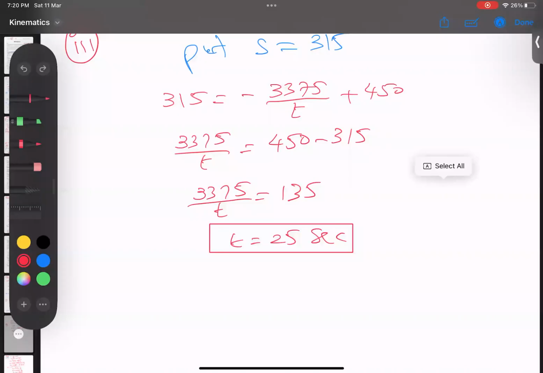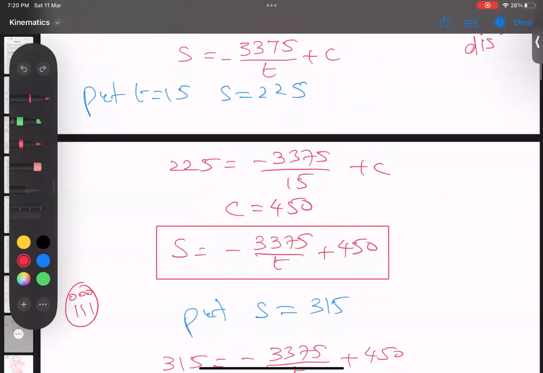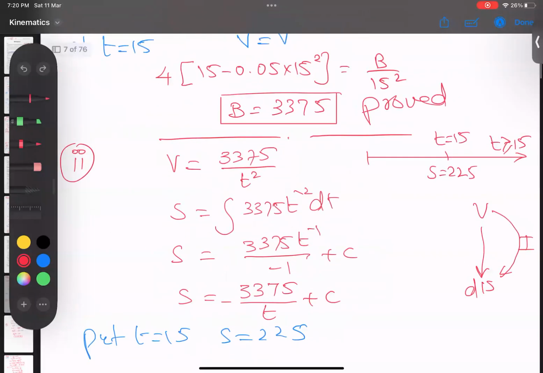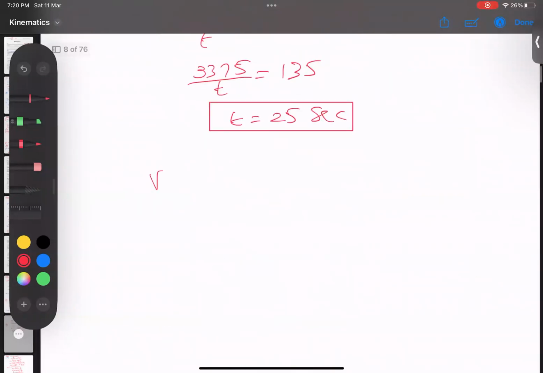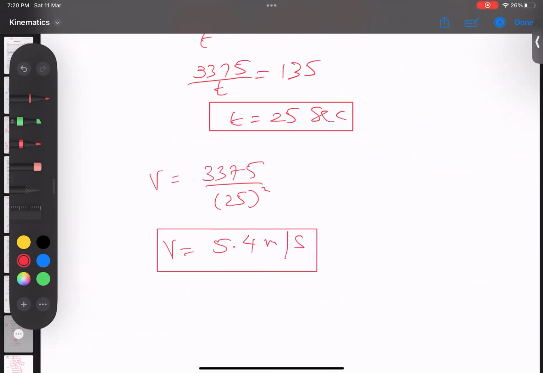Yes, students, one thing is missing. Now we have to find velocity. So I will use the second equation, which is this one, and find velocity. So 3375 over t squared, and t is 25, and this will give us the final velocity, which I missed at first, and later I realized that he's asking for 5.4 meters per second at that particular moment. So Alhamdulillah, I got it. I think the point is very clear and the concept is completely over.